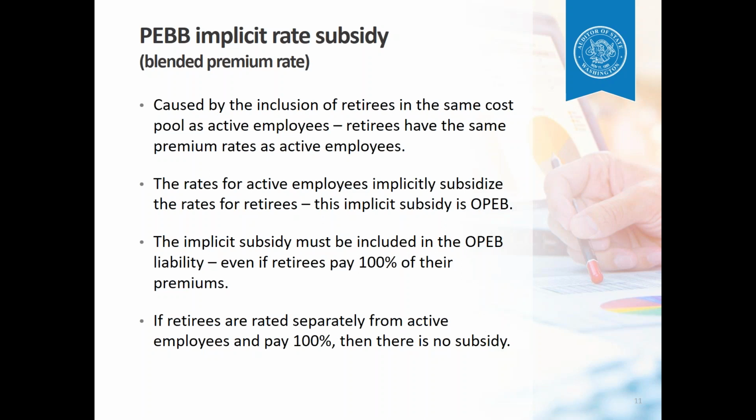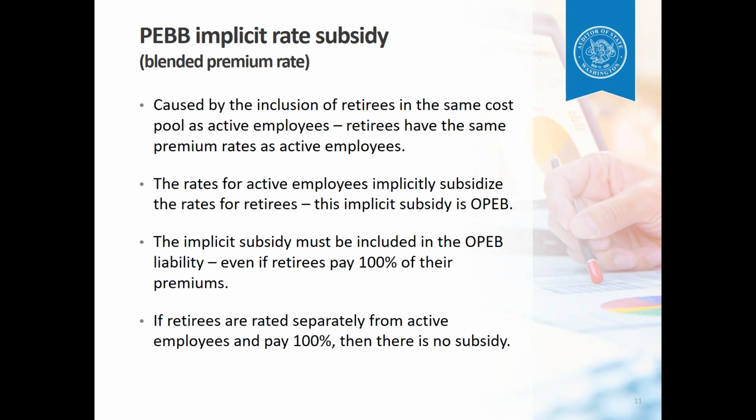Now, if the retirees are rated separately from active employees and they pay 100%, see, then there wouldn't be any subsidy. That's actually the way the WCIF, that's the Washington Counties Insurance Fund, and AWC, the Association of Washington Cities, that's how their plans work. All the retirees, no matter what their age, they're rated in a separate pool. So if they're paying 100%, there's no subsidy.